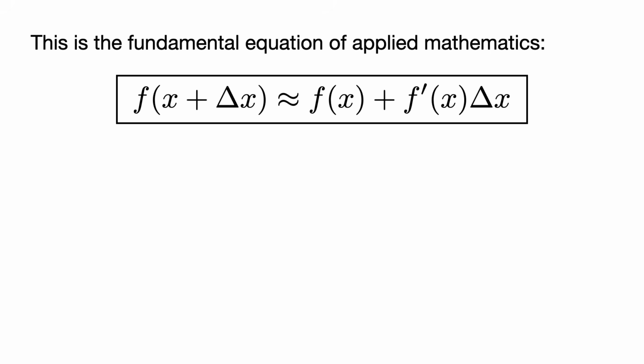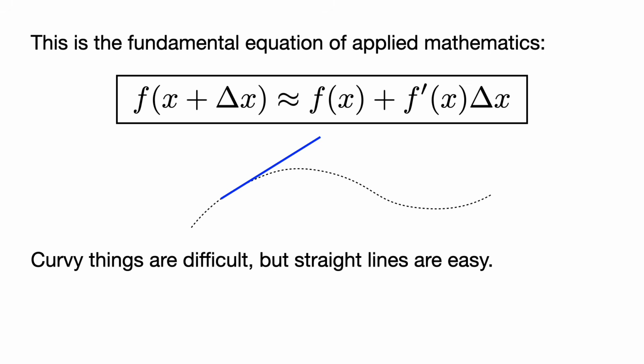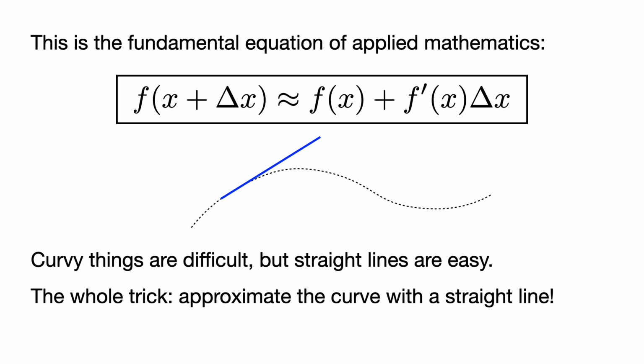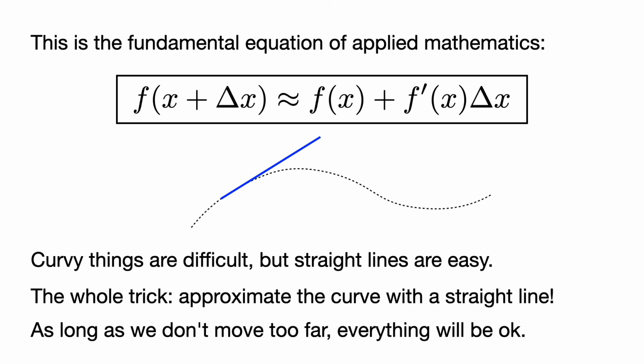This is the fundamental equation of applied mathematics. I'll say it again. F of x plus delta x is approximately equal to f of x plus f prime of x delta x. All we're doing under the hood is approximating a function locally as a straight line. We do this because curvy things are difficult, but straight lines are easy. And the whole trick is to approximate curves with a straight line and then just work locally, work in the nearby area. As long as we don't move too far, everything will be okay.